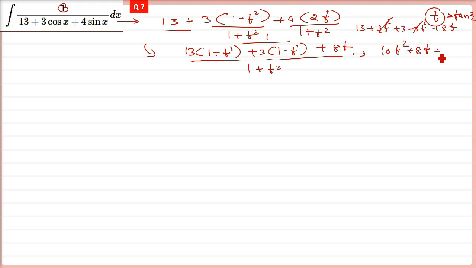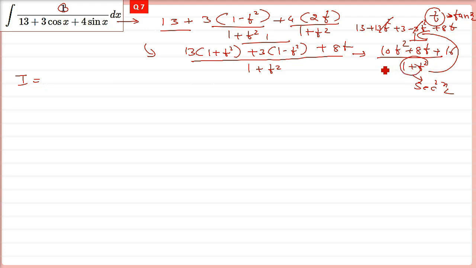It will be 16. Now this 1 plus tan square x by 2 which was in the denominator will go up as 1 was already there. So 1 plus tan square x by 2 is sec square x by 2. And this will go in the numerator. So when we are actually integrating it, we'll start with this sec square x by 2 in the numerator.